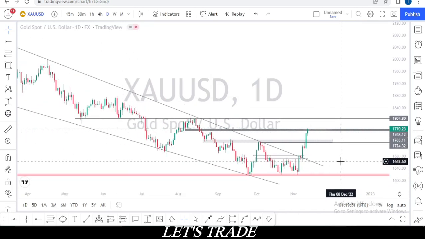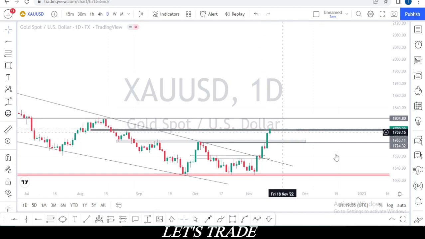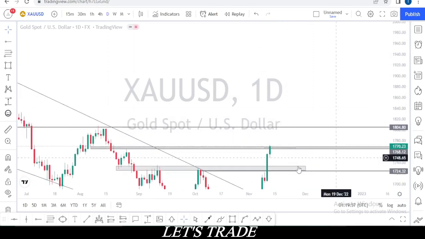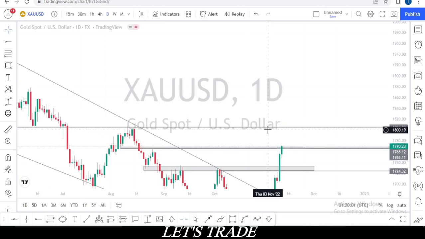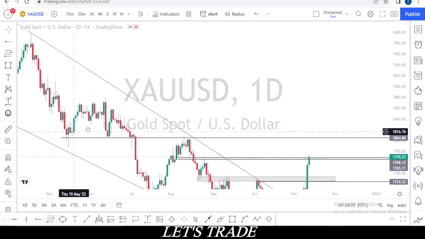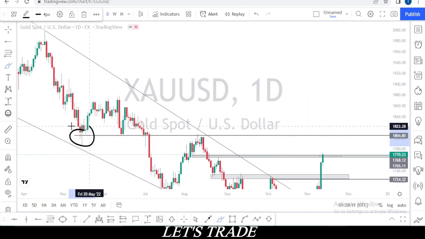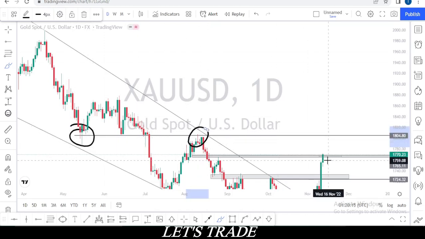Now we are here and it looks like we've broken above this area. I strongly believe we're coming into this area. Why? Because price has used this as a previous level of what? Support here and then resistance here. So I believe price is going to come and give us another touch around here.